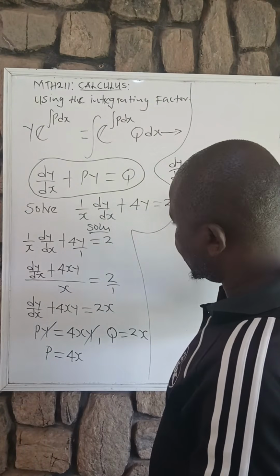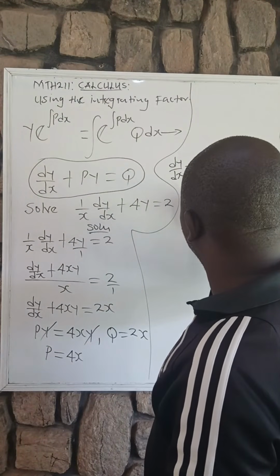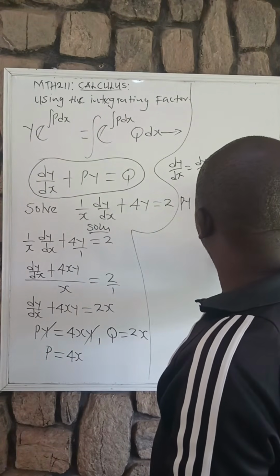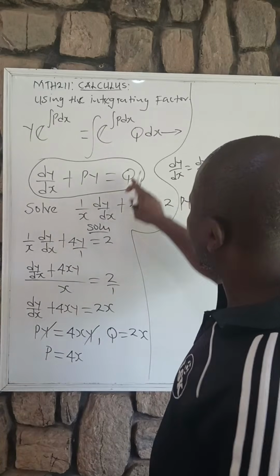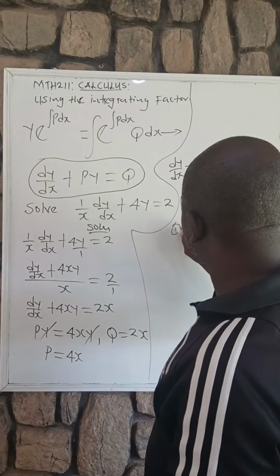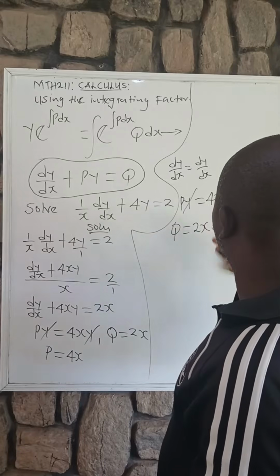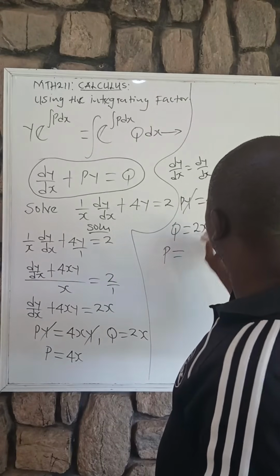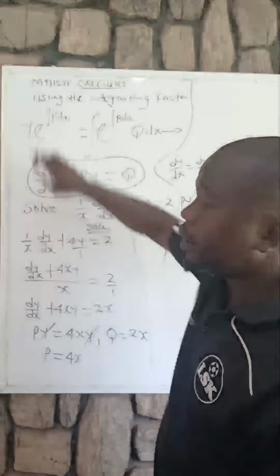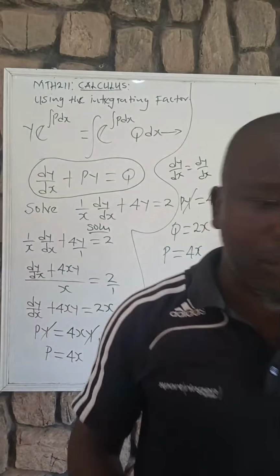True or false? Then here we have py. So here is py equals 4xy. Then here we have q, which is 2x. So you can now see that q equals 2x. This y and this y will cancel to give us p equals 4x. True or false? Because in the formula, there is nothing like py, it is only p.